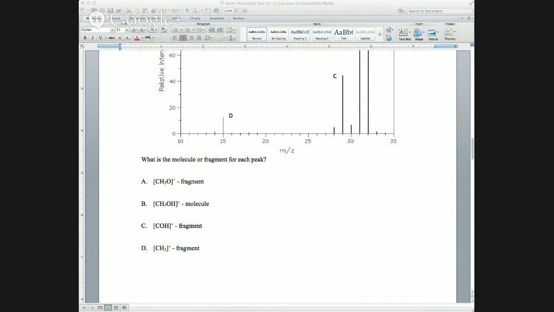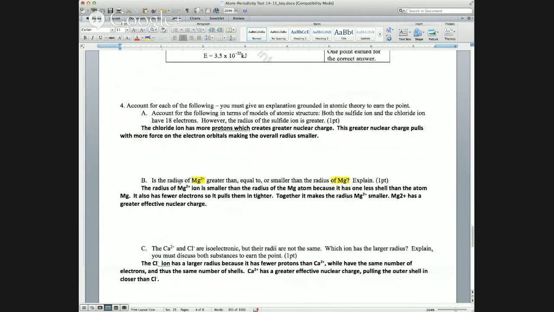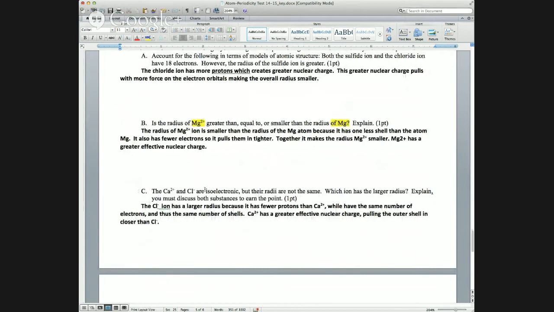Okay, we have Christine Cho. You had a question on 4C. So I covered 4B and 4D. 4C is right in the middle there. You have calcium 2+ and chloride. Those two ions, they're isoelectronic, but the radii are not the same. Which ion has the larger radius? Explain. You must discuss both substances to earn the point. This one is just made to be explained this way.